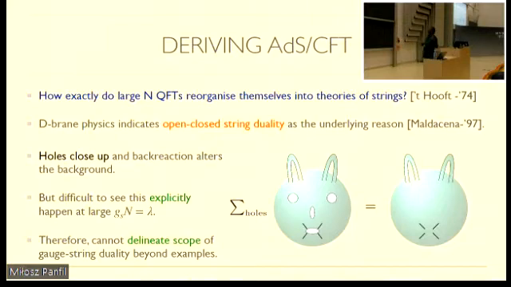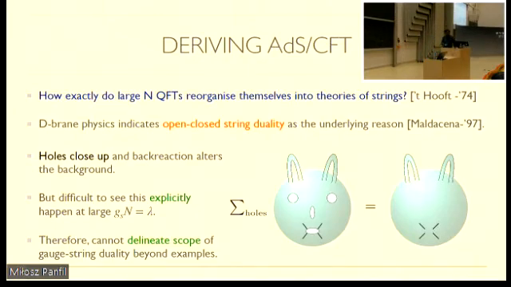So the question is, how exactly do large N gauge theories initially, but more broadly large N quantum field theories, in some ways reorganize themselves into theories of strings? This is a question that has been there for nearly half a century now. There have been many tantalizing hints, and I think it's fair to say that about a quarter of a century ago we got the most concrete handle on this.